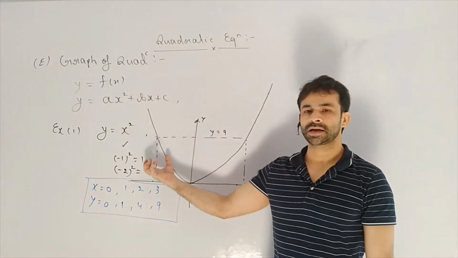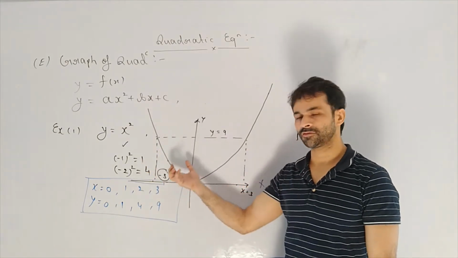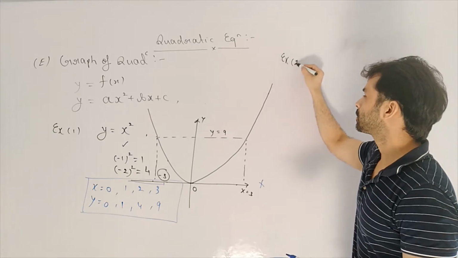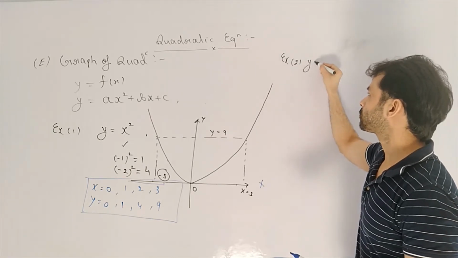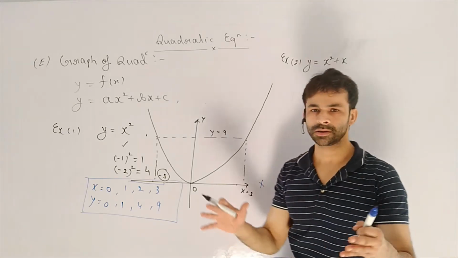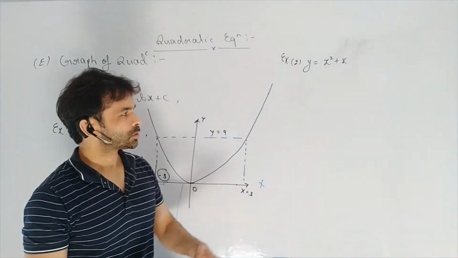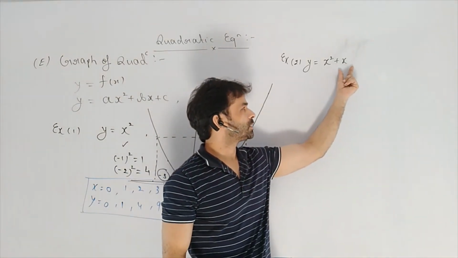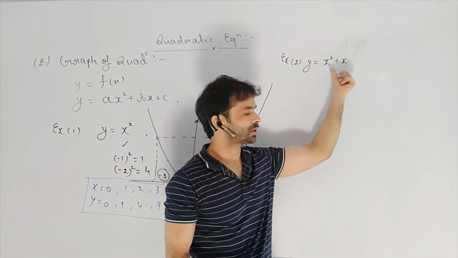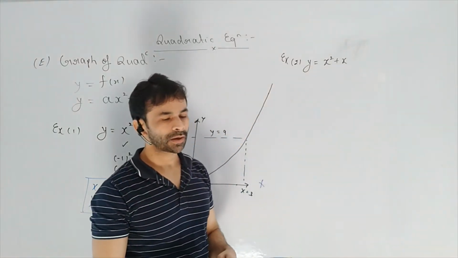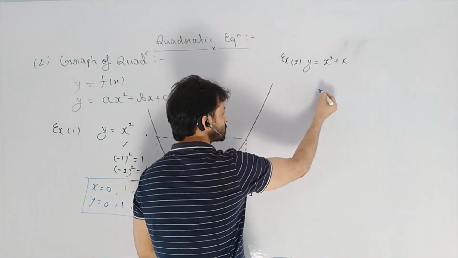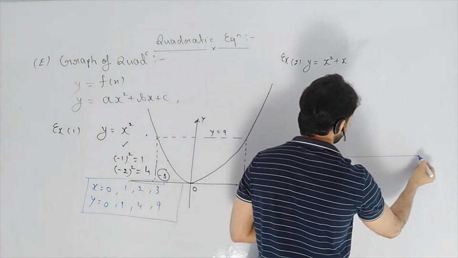So for your understanding, we have drawn this graph y is equal to x square. Now I am changing a bit. Let's say I have to draw y is equal to x square plus x, okay. So now I am taking the term of x also. Earlier it was x square only. Now we have x also, right? So now you have to draw this graph. How to think? How to start?